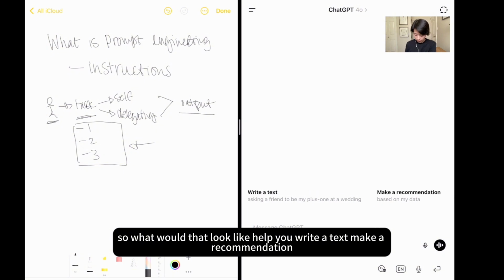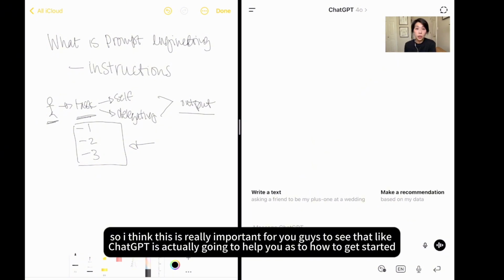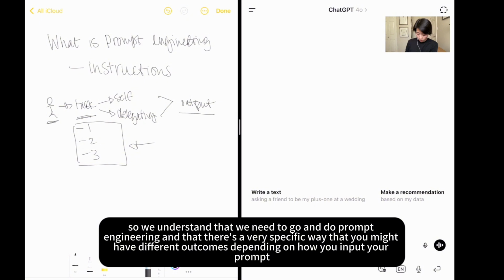Help you write a text, make a recommendation. So I think this is really important for you guys to see that ChatGPT is actually going to help you as to how to get started. So we understand that we need to do prompt engineering, and that there's a very specific way that you might have different outcomes dependent on how you input your prompt.